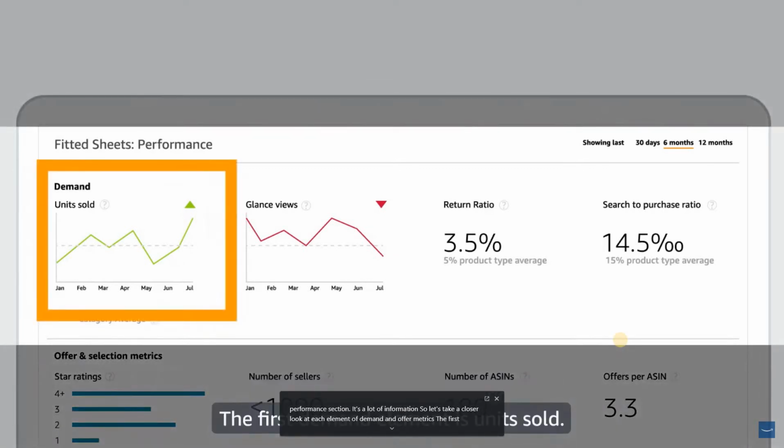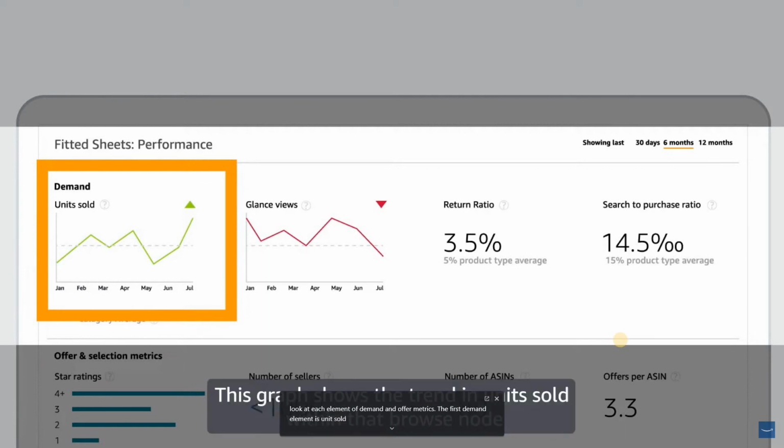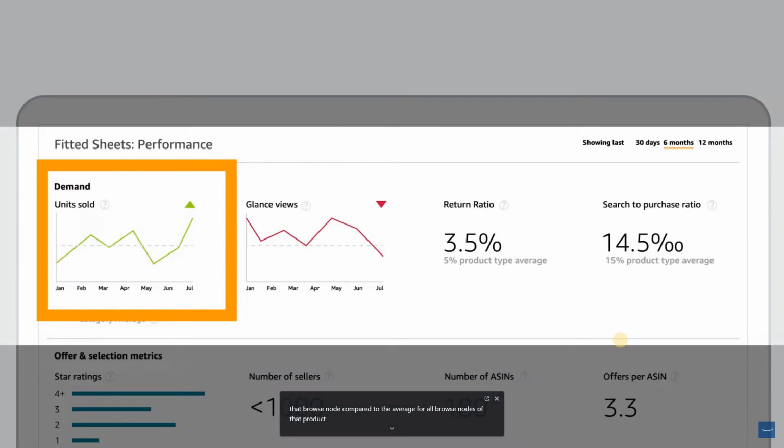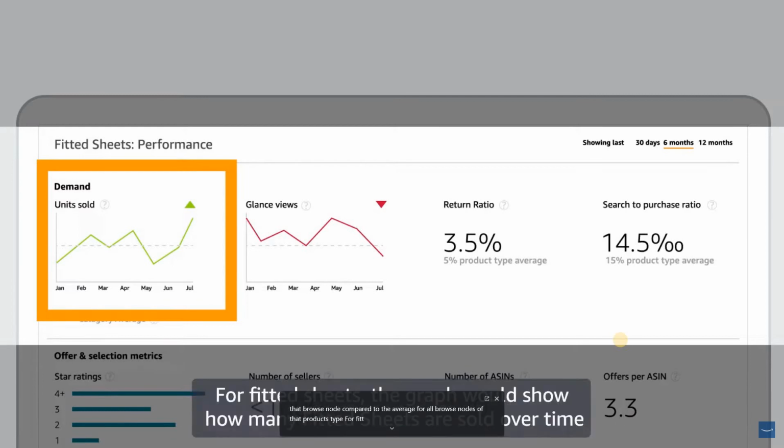The first demand element is units sold. This graph shows the trend in units sold within that browse node compared to the average for all browse nodes of that product type. For fitted sheets, the graph would show how many fitted sheets are sold over time compared to the average for all products of the bed linen product type.